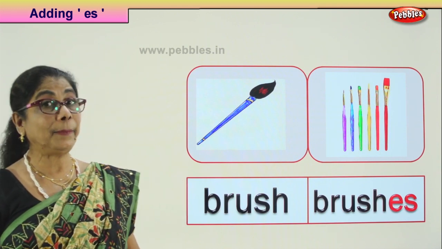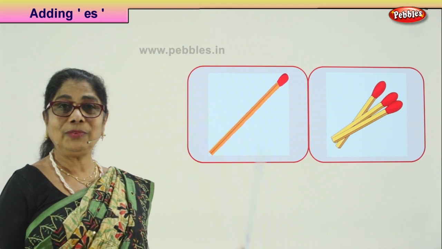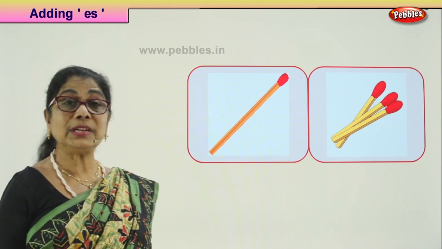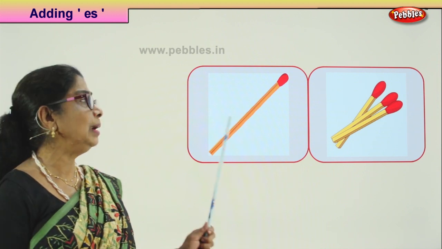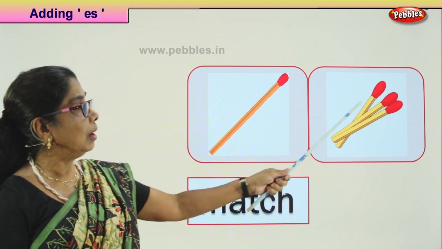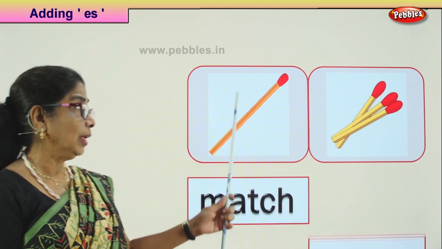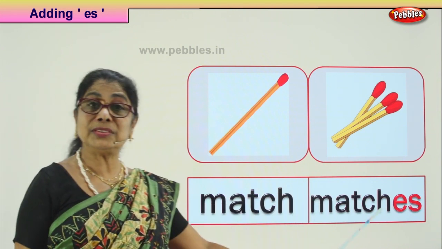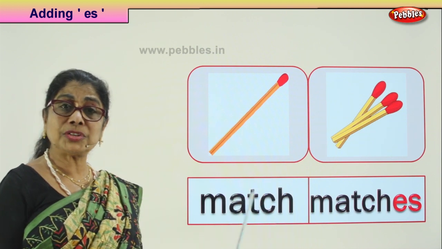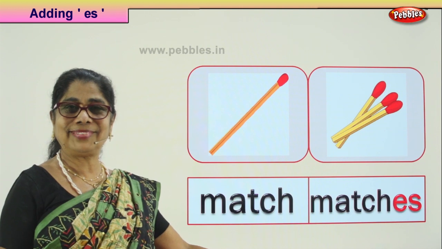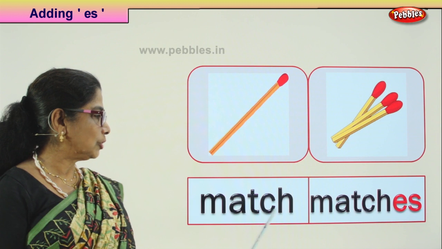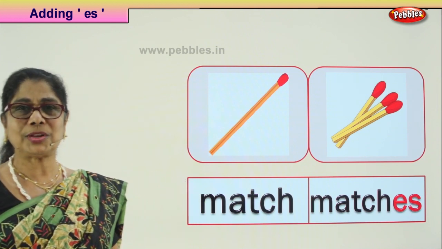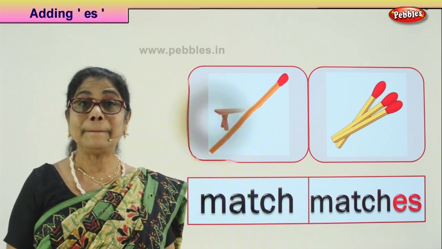Let's look at another picture. Look what we have here. Where do you use this? At Diwali, mommy uses it in the kitchen. Yes. It comes in a small box. What is this? A match, a single match. And here, how many are there? How many matches are there? Three matches. So, singular, one match, three matches. Add es to the singular form. Match, matches. Good.